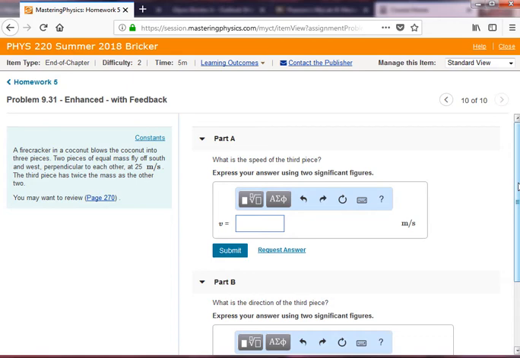So 2 pieces fly off south and west. Okay, good. And they have equal mass. And they fly off at 25 meters per second. We want to know something about a third piece. The third piece has twice the mass as the other 2. What is the speed of the third piece? And then what is the direction of the third piece? All right, let's take a look at that.